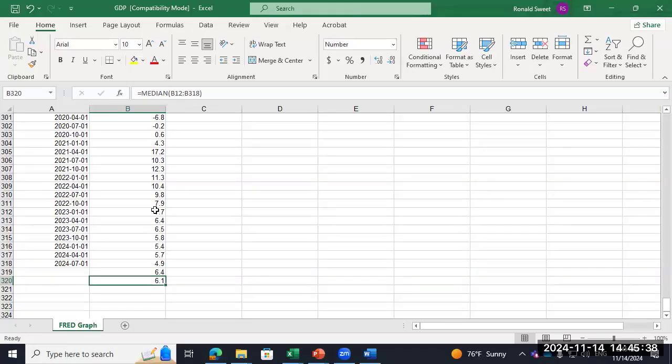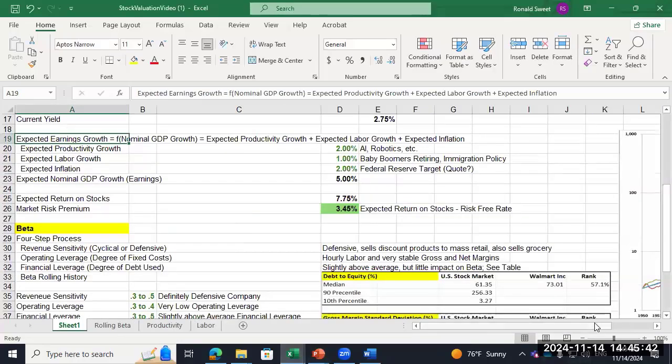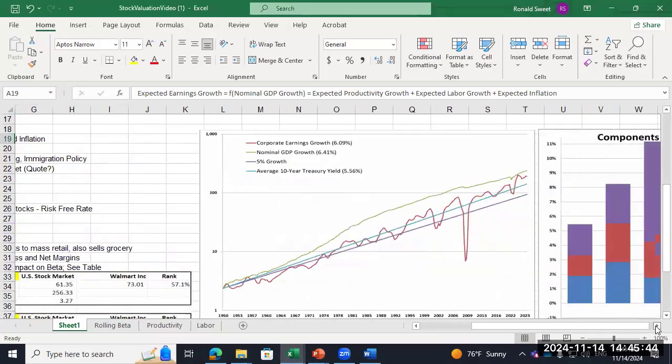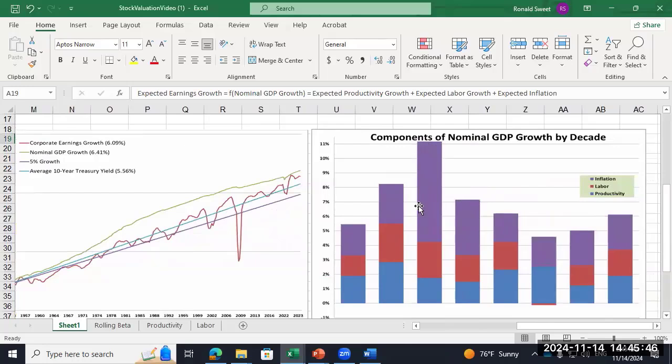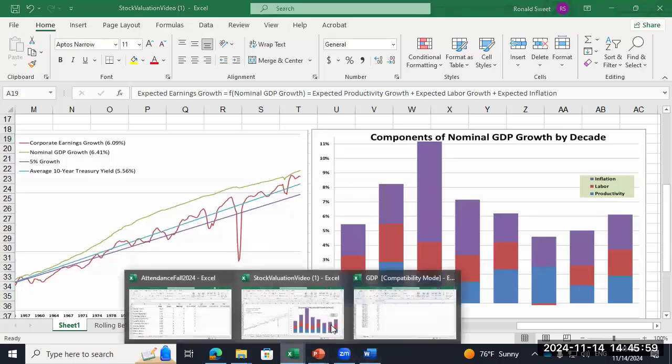This is nominal GDP, includes inflation. And so when you look at the chart, in the 70s, inflation was so high, it artificially changed that number. Real GDP was 4%, still pretty strong, but overall GDP was 11% because of the high inflation. So the median is going to be lower.